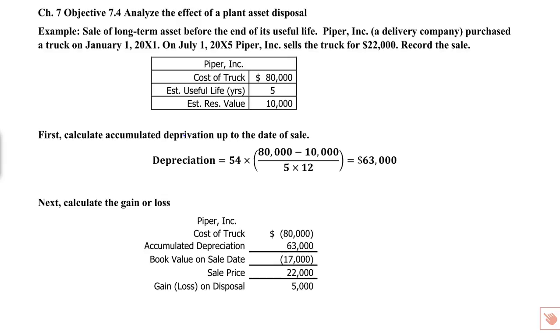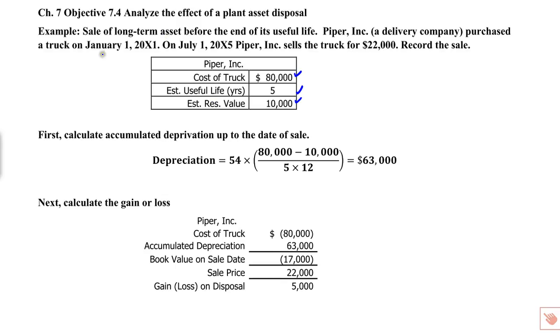So we're going to use the same truck from the prior videos, and we're going to use straight line. 80,000 cost, 10,000 residual value, 5-year useful life. So one of the key principles that GAAP has for you when you do this type of problem is you must depreciate it up to the date of sale.